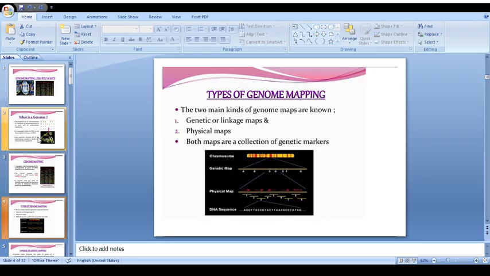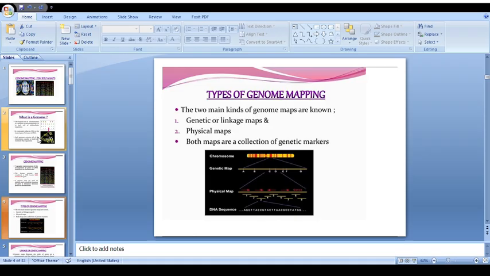There are various types of genome mapping available. Normally, we come across two types of genome maps: genetic or linkage maps, and physical maps. Both the maps are collections of genetic markers. We know very well what genetic markers are that are associated with the chromosome.